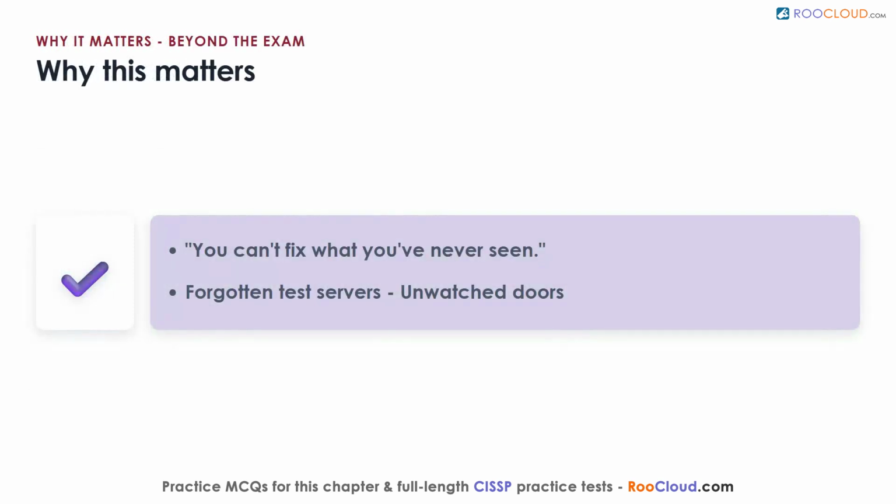Why does this matter beyond the exam? Because you cannot fix what you have never seen. Picture a retailer that spun up a dozen forgotten test servers over the years. Each one is a door nobody is watching. A vulnerability assessment is the flashlight that finds those doors before someone else walks through them. On the job, this is how you turn a vague worry into a concrete, prioritized list of things to fix.